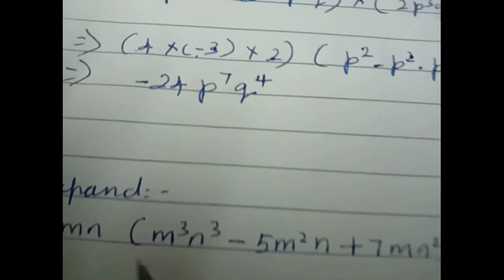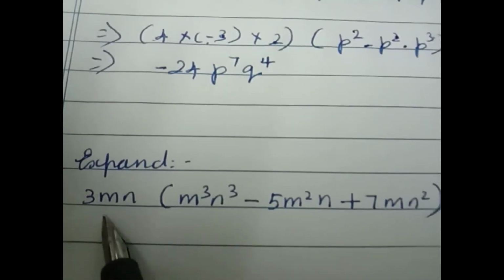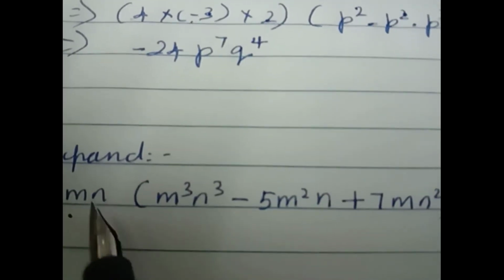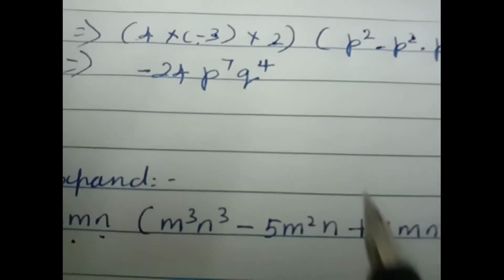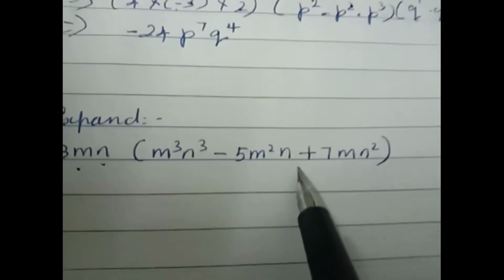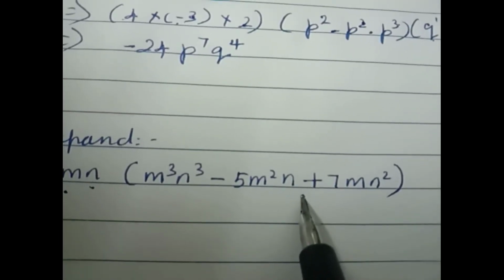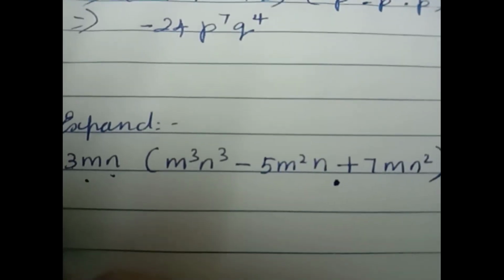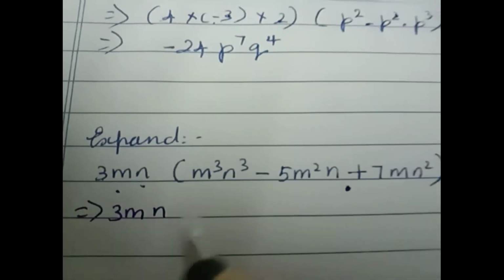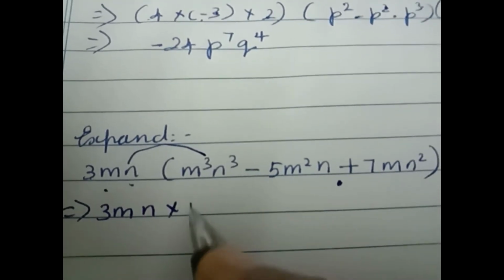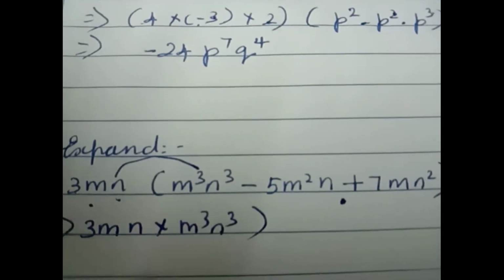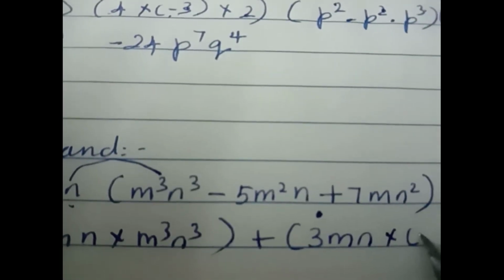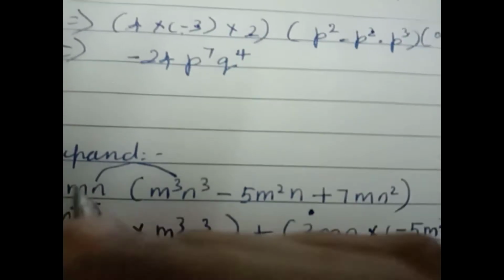Then expand. So here they have given a monomial. Monomial means an expression which contains only one term. Polynomial means an expression which contains two or more terms. So multiply the monomial with the polynomial. 3mn into n cube plus 3mn into minus 5m square n.